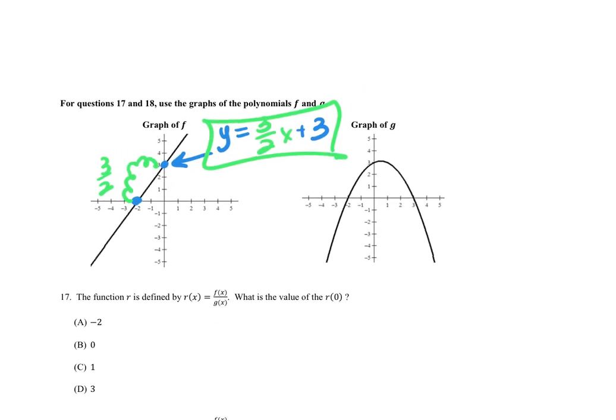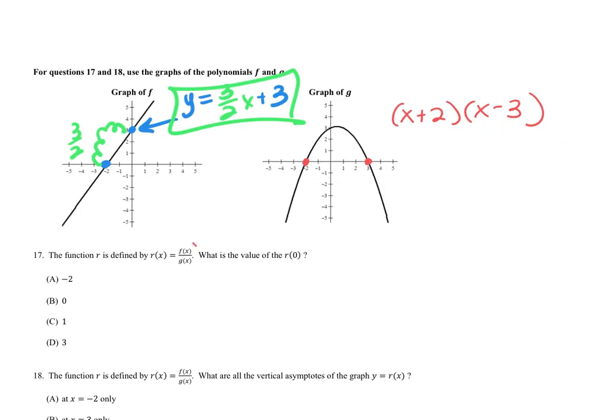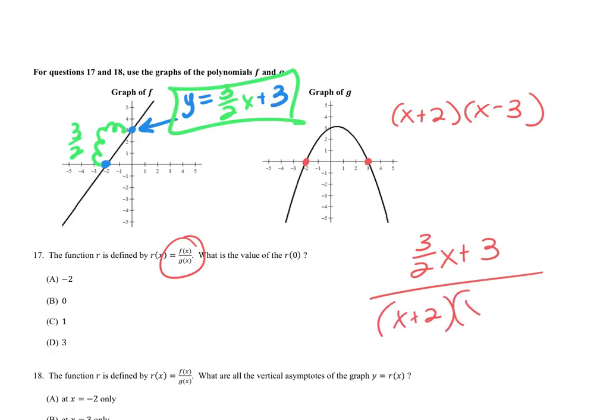The second equation is a parabola. I don't know if there's a stretch or shrink, but I at least can figure out my zeros. This would be x plus 2 and x minus 3. Right? So my f of x over g of x is 3 halves x plus 3 over x plus 2 times x minus 3. Now I could ask you, what's the vertical asymptote on this?